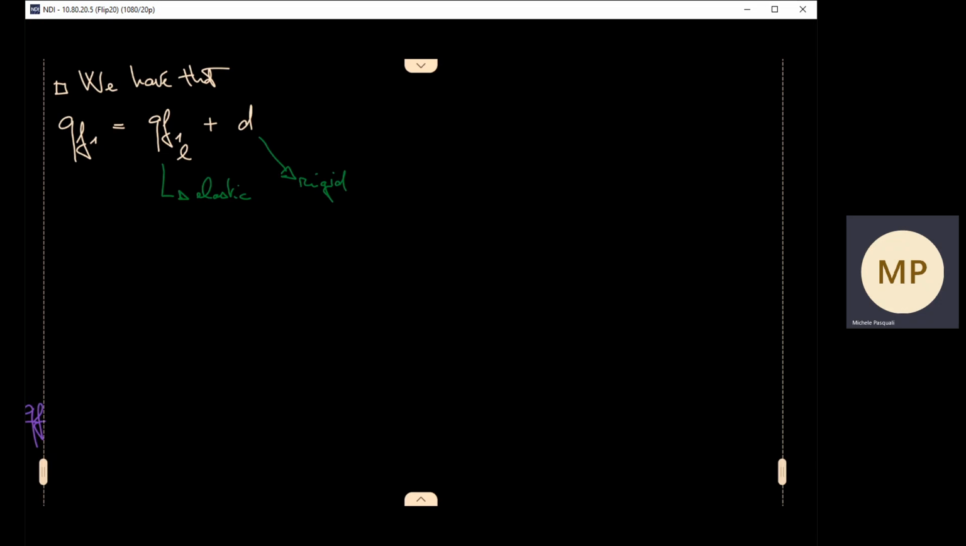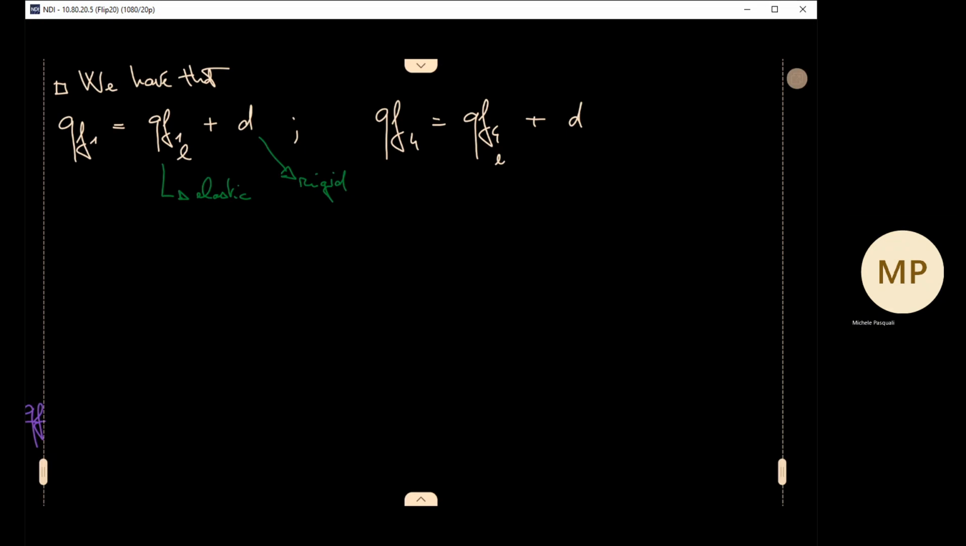Okay, so in theory we can think that part of this coordinate is elastic and part is rigid. And the same goes, for example, in our example for the coordinate 4, so that you have a QF elastic plus the same quantity D.